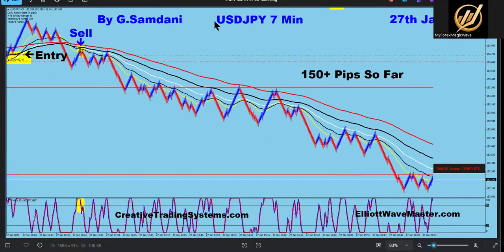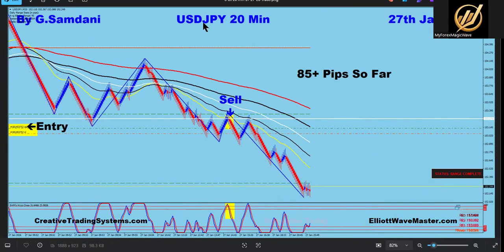Now this one, simultaneously, USD here, USD on the left-hand side. So this pair went down, USD yen, because of the same reason. And the entry is there, and then boom, 150 pip to the downside on the 27th. And this is from the 20-minute chart.